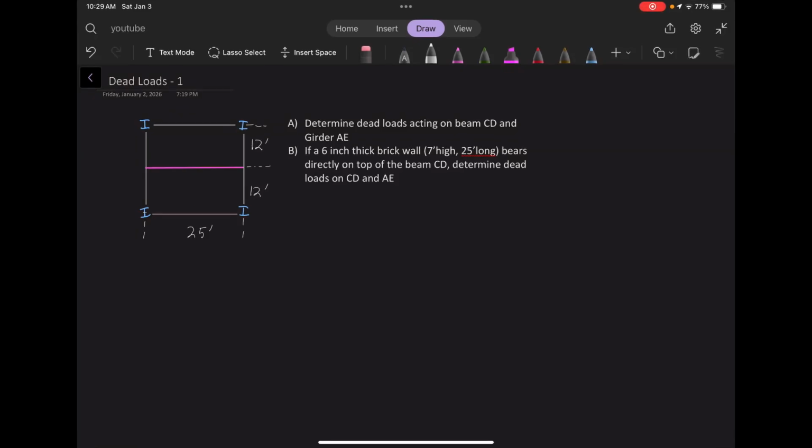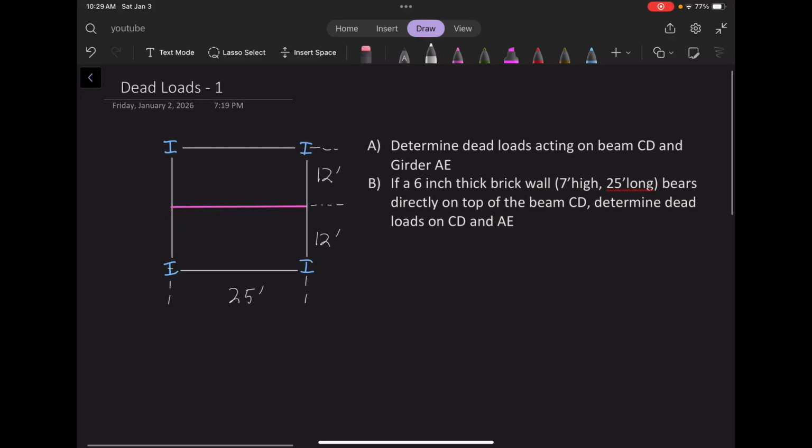Okay, so we have an example here to determine the dead loads acting on beam CD and girder AE. So let's start labeling. This is point A, this is point B, this is point C, point D, point E, and point F. So we want to determine the dead loads acting on beam CD, which is here, and girder AE, which is here.